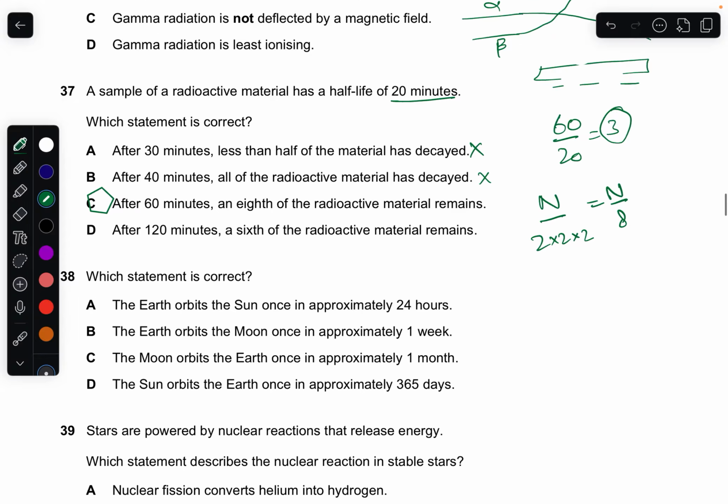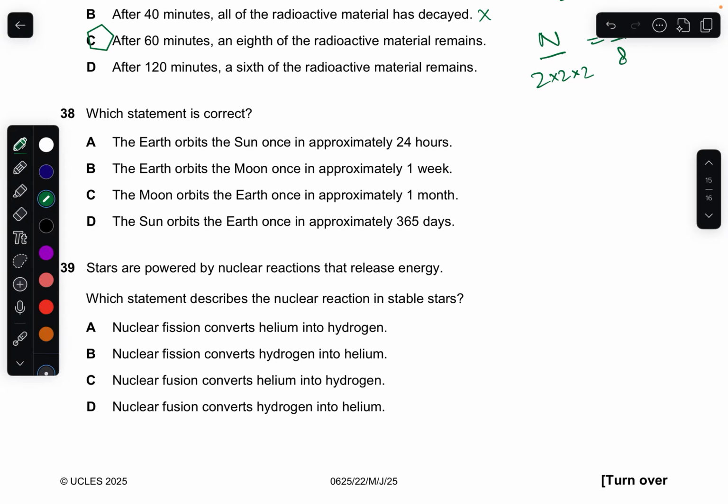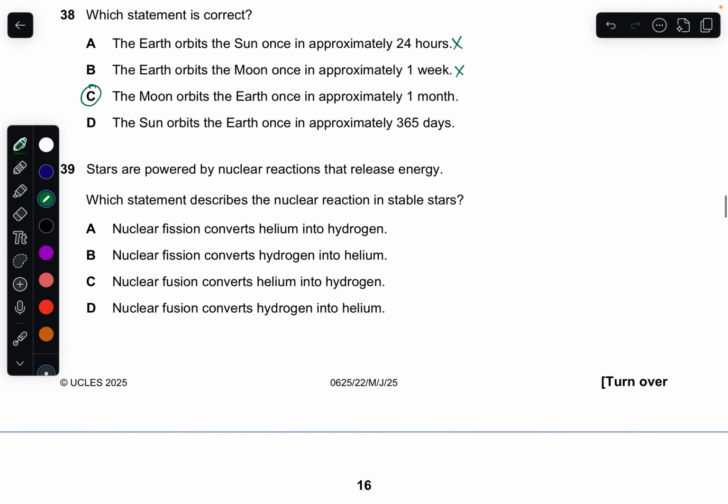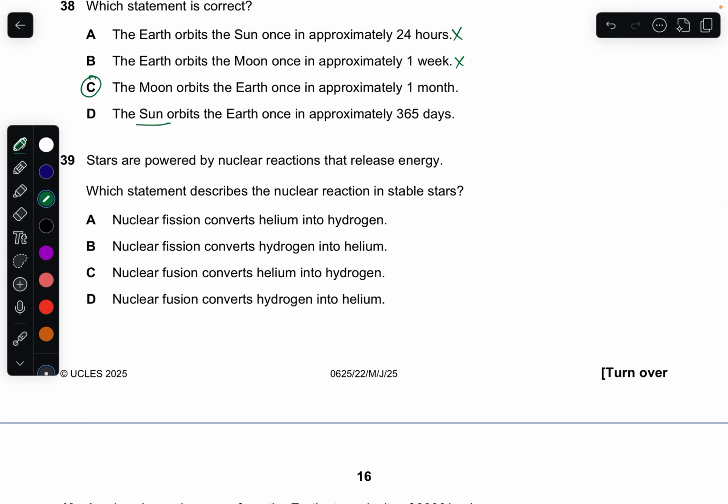In question 38, which statement is correct? The Earth orbits the Sun approximately in 24 hours? No, that is in 365 days. The Earth orbits the Moon once in approximately a week? No, Earth is not orbiting the Moon. The Moon is orbiting the Earth. The Moon orbits the Earth approximately in 1 month. Yes, it's approximately 1 month. The last one is wrong, the Sun is not orbiting the Earth.